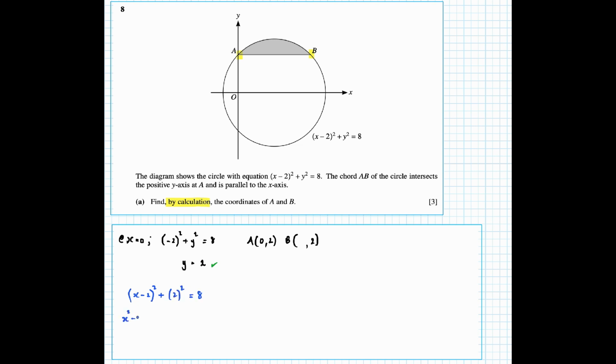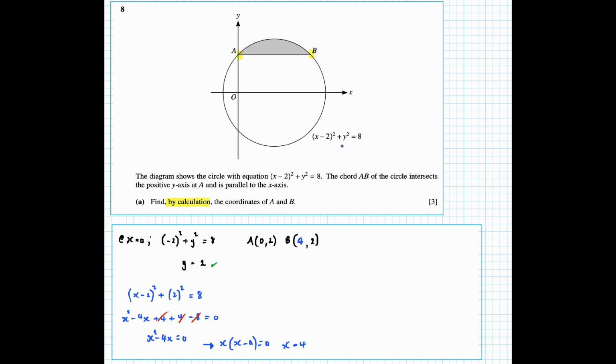And we'll get x squared minus 4x plus 4, multiply it out, plus the 4 equals 8, or you can get minus 8 equals 0, we can do it that way. x squared minus 4x equals 0. And we can factor then as well. So moving forward, we'll get x times x minus 4. So x is equal to 0, and x is equal to 4.